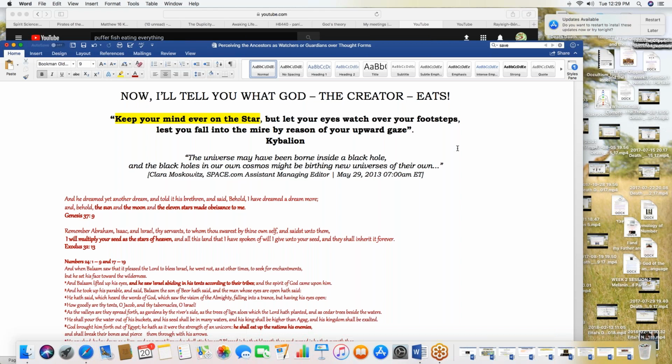Know thyself. But we're talking about these black holes, talking about these stars and their functions. We are made from star stuff. And we actually share the nature of what is called a star. The cosmos is in us. We are the star. We are the black hole. Keep your mind ever on the star.